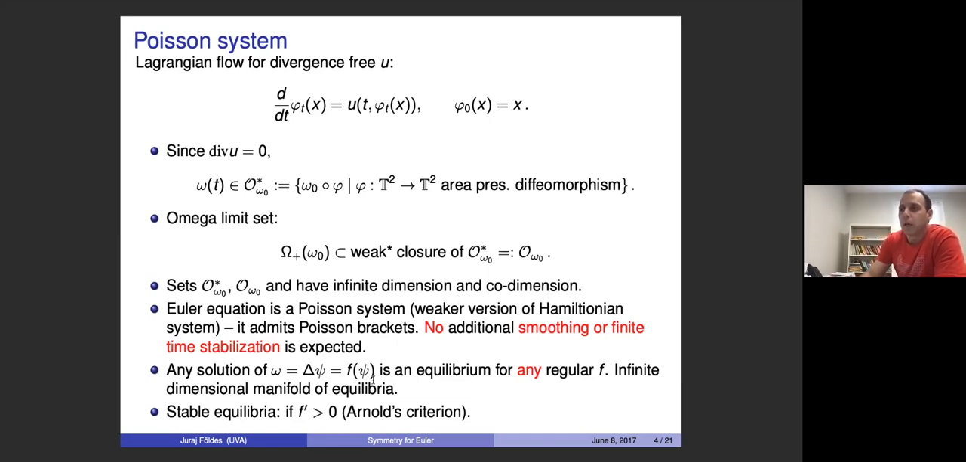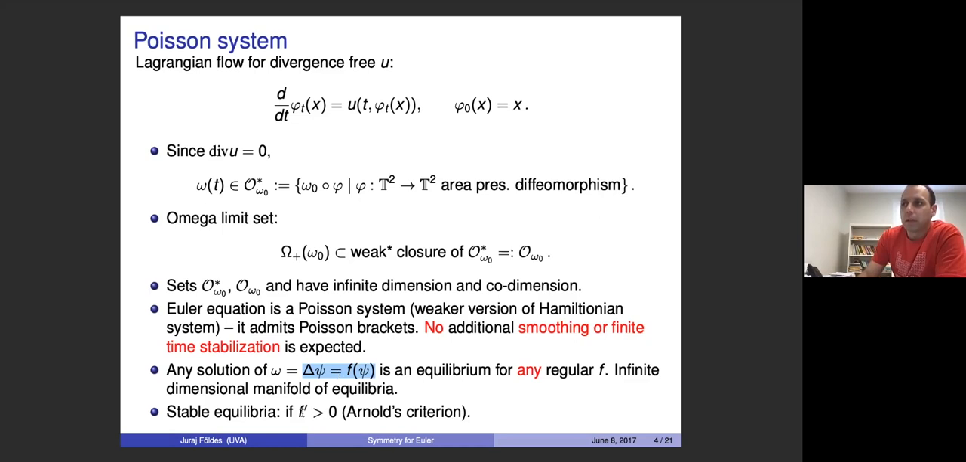What's going to be quite useful for us is this definition of the stream function. The stream function is simply the inverse of the vorticity. And it turns out that if I take the equation Laplace of phi is equal to f of phi, where f is any reasonably regular function, say continuous, then any solution of this equation is going to be an equilibrium of Euler's equation. That's an easy algebraic exercise. So that really means that we have an infinite dimensional manifold of equilibria. There are many, many, many equilibria, and the whole dynamics is living on this set O star of omega naught, which has not too good functional analytic properties.